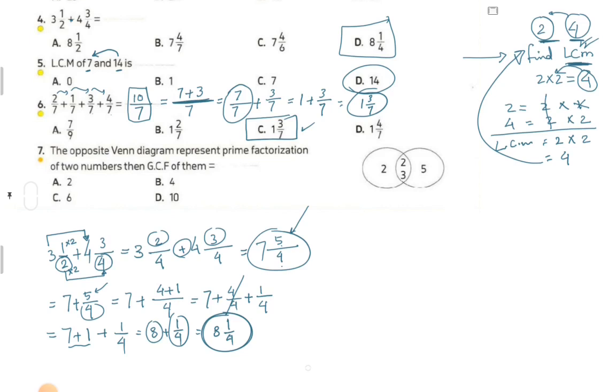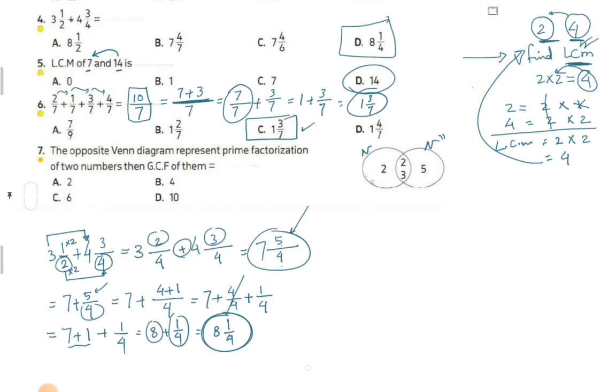Point 7. The opposite Venn diagram represents the prime factorization of two numbers, then the GCF of them. We learned before that for the Venn diagram, we draw two circles, every circle for a number. Here is one number and the other number is the other circle. I can find out the two numbers. How? By multiplying all the factors in the circle.